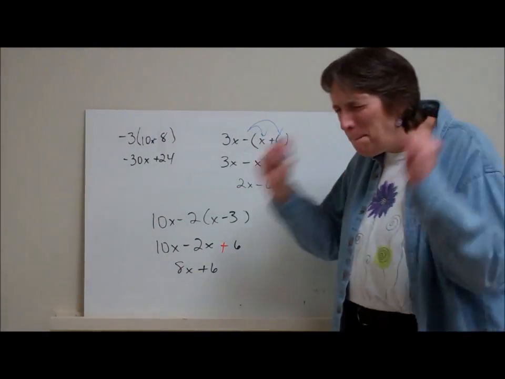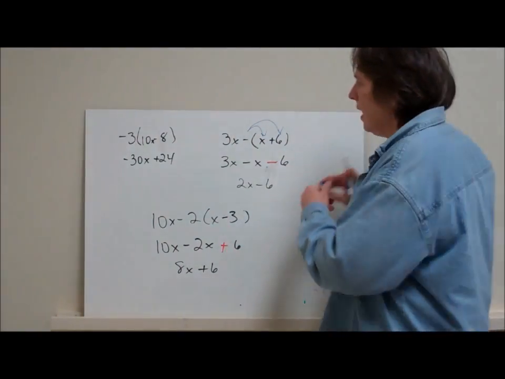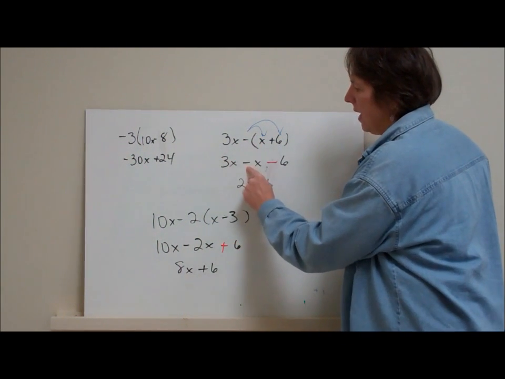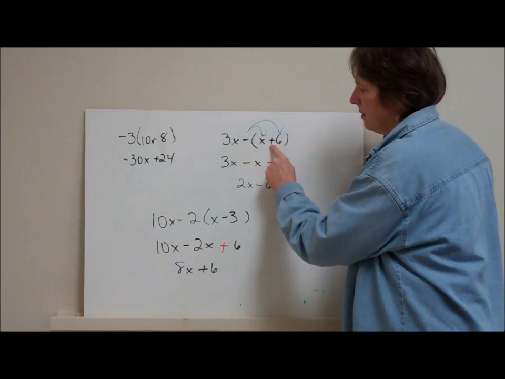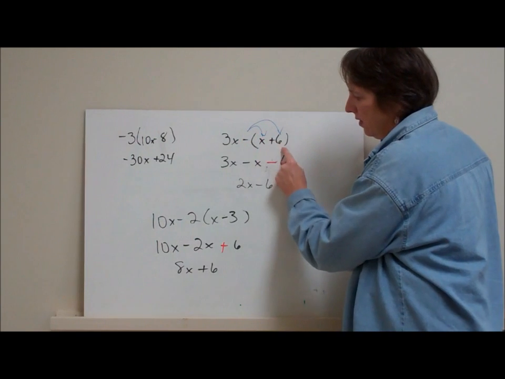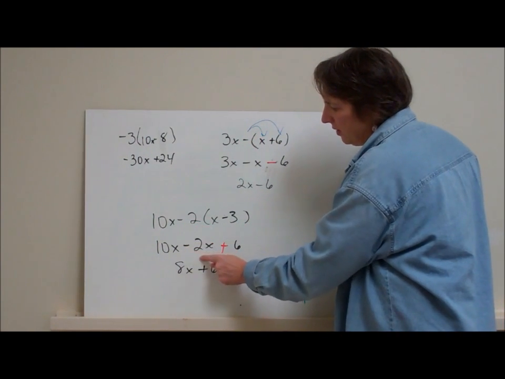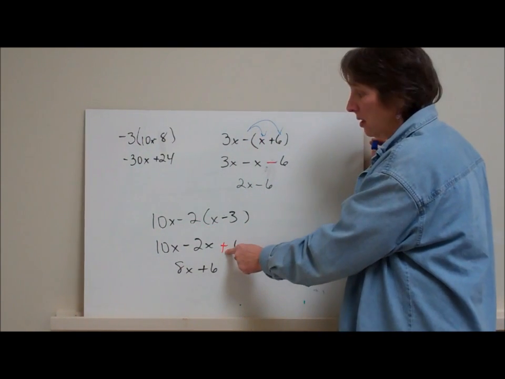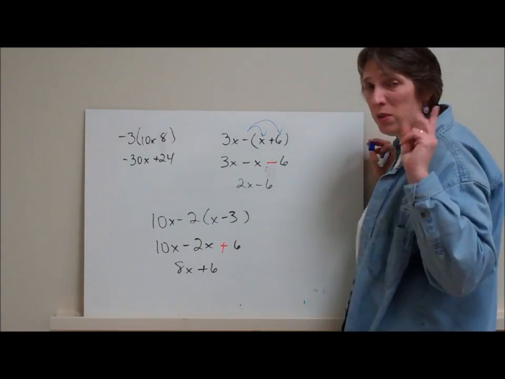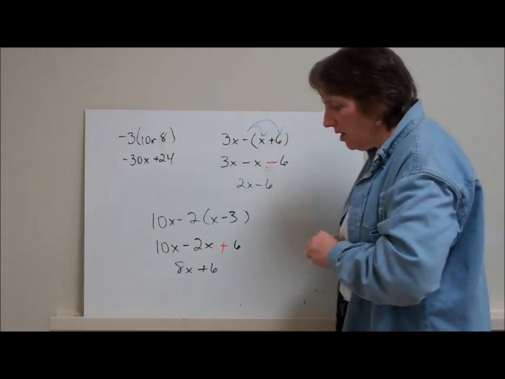Biggest mistake. Big mistake. People go minus x plus 6. They don't distribute the negative here. Same thing here. They'll get -2x and then they'll get minus 6. Be very careful with that second sign.